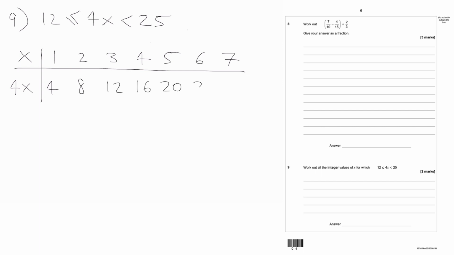So when x equals 1, 4x is 4. When x equals 2, 8. So what we want to look for is in this 4x row, which values satisfy the above condition. So which values are equal to or greater than 12 and less than 25. And you can see here those values are 12, 16, 20 and 24. So this is when x is equal to 3, 4, 5 and 6.